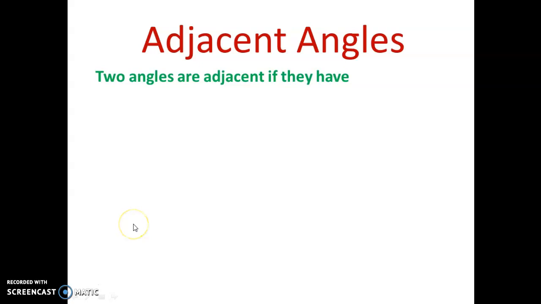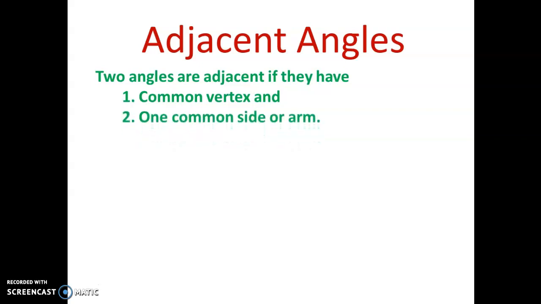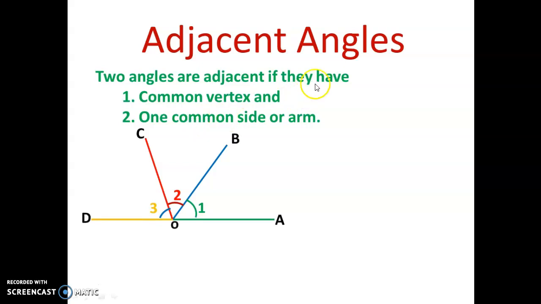When two angles are adjacent, they have one common vertex and, the second important thing, one common side or arm. We can understand it from the figure. I have made one figure here: angle 1, angle 2, angle 3, and these are sides OB, OC, OD and OA. We can see here that angle 1 is adjacent to angle 2.